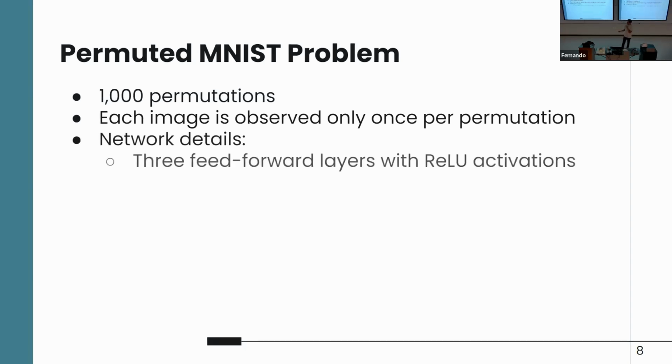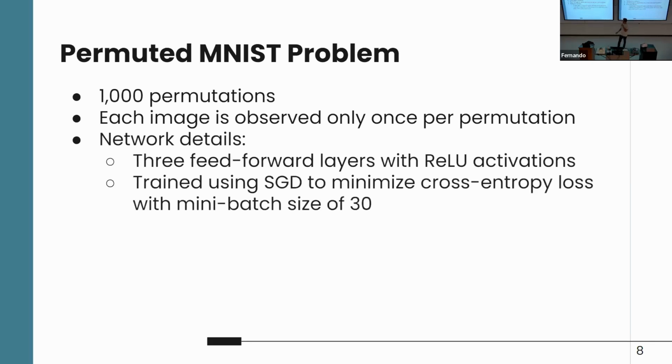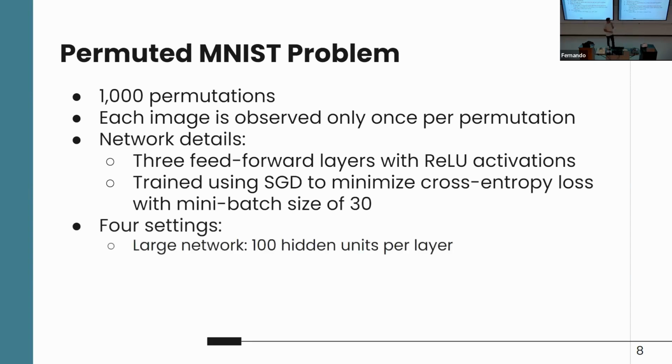And for the network, I'm going to use a 3 hidden layer network with feed-forward layers and ReLU activations, trained using stochastic gradient descent on the cross-entropy loss with a mini batch size of 30. And I'm going to use 4 settings for the network. The first one is a relatively large network with 100 hidden units per layer.